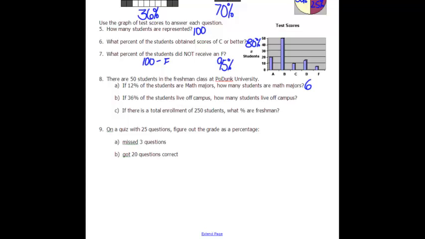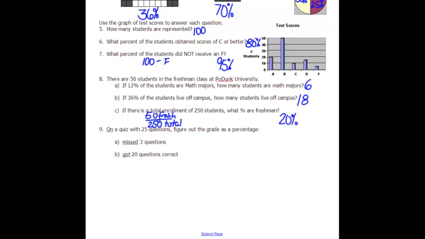If 36% of the students live off campus, how many students live off campus? Well, likewise, that would be 18 students. And if there are a total of 250 students, what percent are freshmen? So think about it as there's 50 freshmen out of 250 total students. So what percent does that represent? That is 1/5, which is also 20%. And we're going to talk about common percents in a minute.